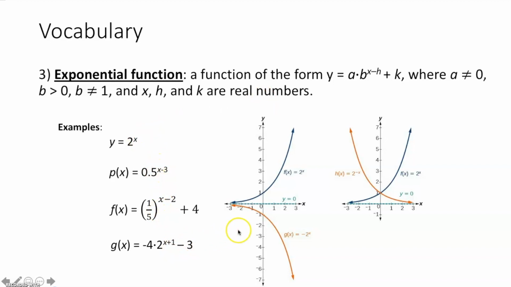Remember, there's exponential growth and exponential decay. So here in the blue we have exponential growth, here in the orange we have exponential decay. Remember, that's determined by whatever your b value is. If your b value is greater than 1, so like 2, or here 2 as well, you know you're going to have exponential growth. Whereas if your b value is between 0 and 1, like 0.5 or 1/5, then you're going to have exponential decay.